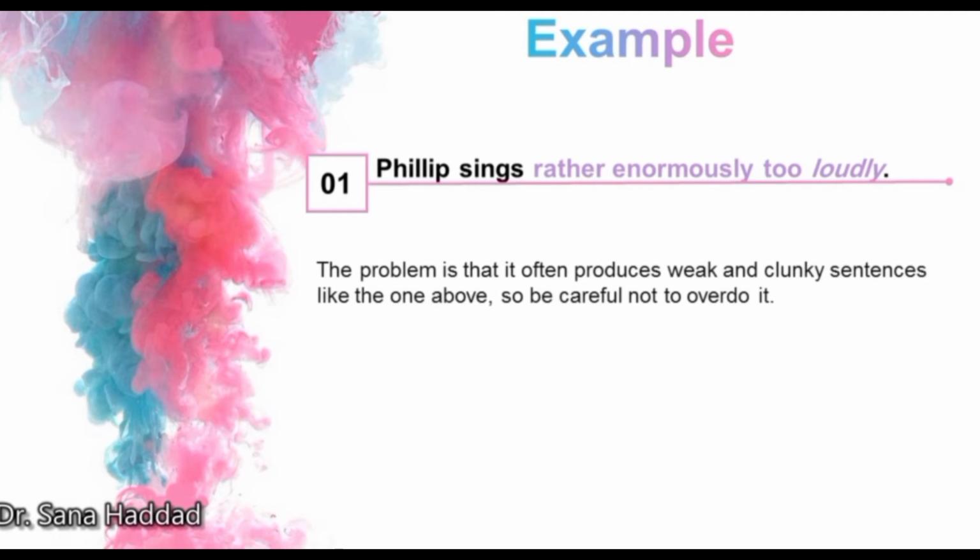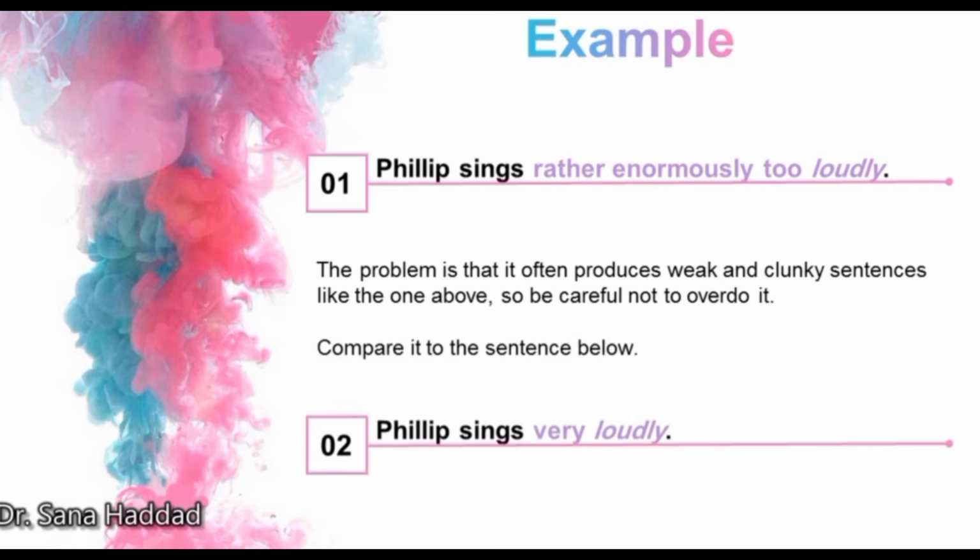The problem is that it often produces weak and clunky sentences like the one above, so be careful not to overdo it. So this sentence has too many adverbs, that's why it's really weak. Compare it to the sentence below. Philip sings very loudly. So here you got your point across in a very simple and concise way. So the second sentence is much clearer.